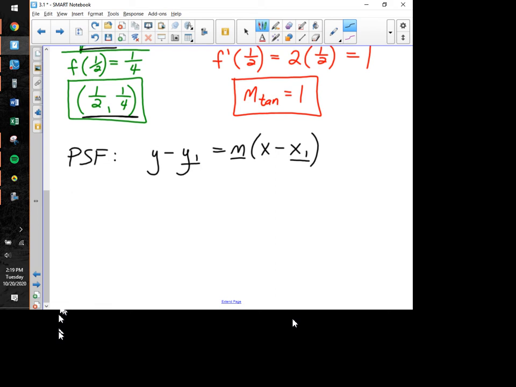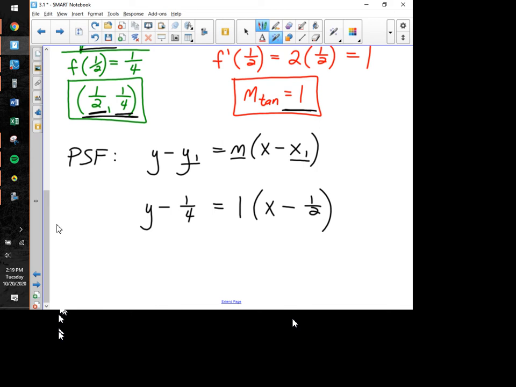So in this example, let's see what we've got. This is going to be y minus our y coordinate here, which is 1/4, equals our slope, which we found right here to be 1. I'll go ahead and put the 1 there just so we see it. And then x minus your x coordinate, which is going to be 1/2.